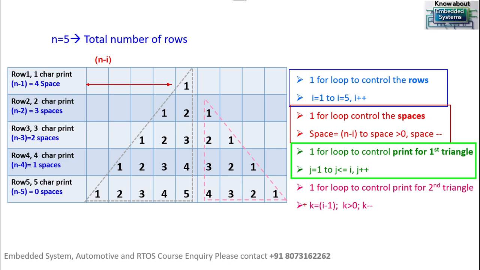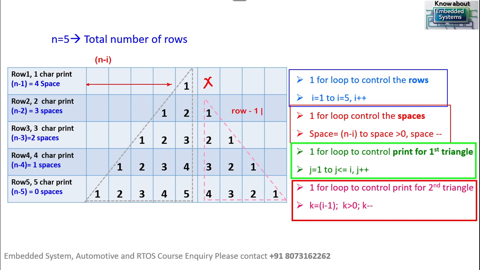And finally the last one, nothing but the second triangle. So in the second triangle, you understand the logic here. In the first row, I'm not printing anything. But in the second row, I'm printing row minus 1 actually. I'll start from row minus 1 and I'll go on decrementing. So you can see in the second row, I'm printing 2 minus 1, nothing but 1 character. Similar to that, in the third row, I minus 2.